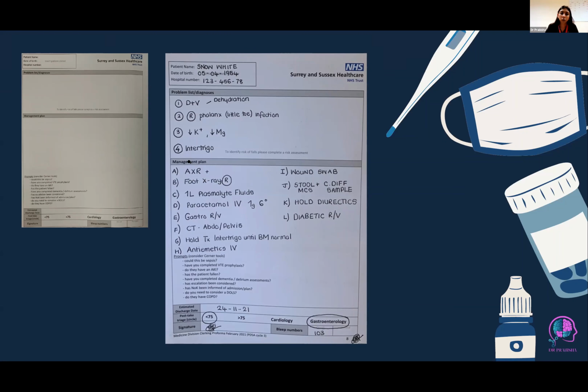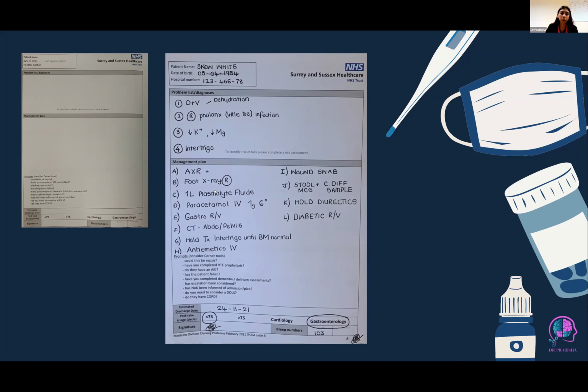So I think we should do abdominal X-rays for her diarrhea and vomiting. Is there any obstruction? Probably not, but is there any overload or overflow? What is the cause for it? Because the CT abdomen-pelvis, which I put in F, can sometimes take longer, so abdominal X-ray would probably be best.